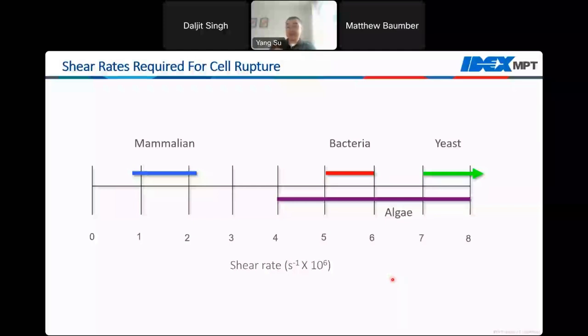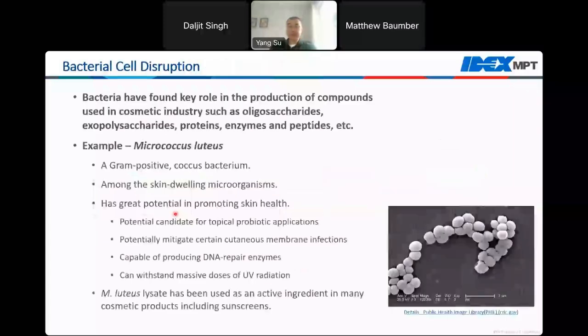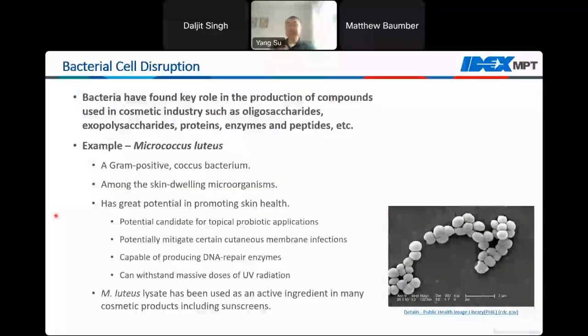As I mentioned before, we can precisely control the shear rate by selection of processing pressure and the induction chamber, because we're able to produce uniform processing. So we can use that to precisely open or lyse the cells and not damage the product of interest. The example I'm going to talk about here is a bacterial cell.